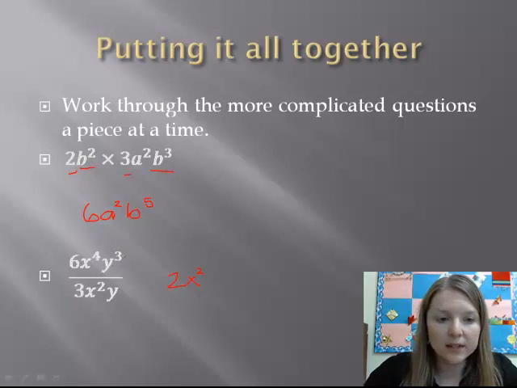And then we have y to the power of 3 divided by y. Remember, even though it's not there, you imagine that there's a power of 1 on that y. So dividing powers, bases are the same. Leave the base. So we leave our y, and then we do 3 minus 1 to get our exponent on it, so that would be to the power of 2. So our final answer would be 2x squared y squared.